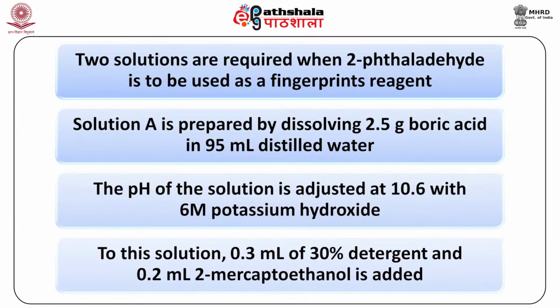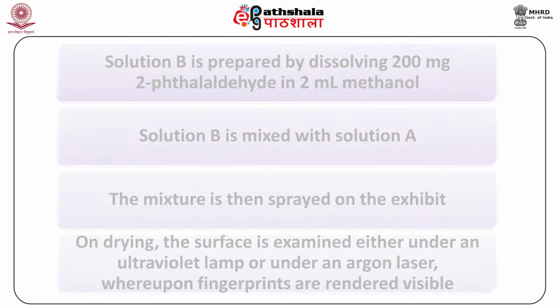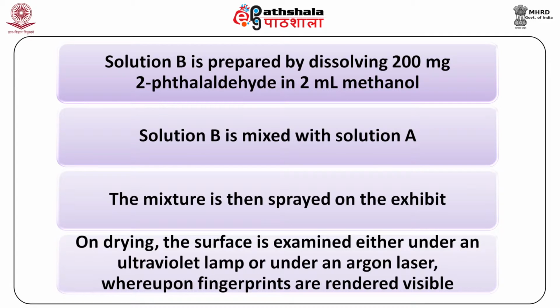Two solutions are required when 2-phthalaldehyde is to be used as a fingerprint reagent. Solution A is prepared by dissolving 2.5 gram boric acid in 95 ml distilled water. The pH of the solution is adjusted to 10.6 with 6 N potassium hydroxide. To the solution, 0.3 ml of 30% detergent and 0.2 ml 2-mercaptoethanol is added. Solution B is prepared by dissolving 200 mg 2-phthalaldehyde in 2 ml methanol.